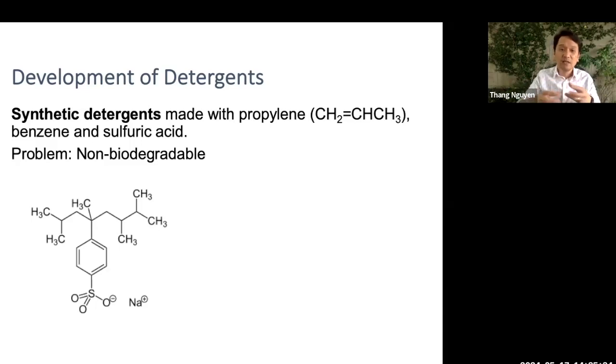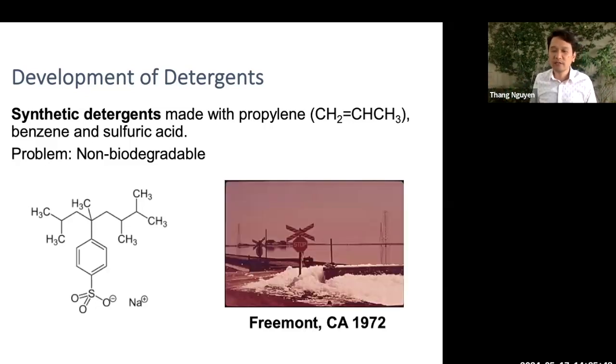And over time, this builds up in the sewer system, because as we use the detergent, it comes into our sewage system. The bacteria is not eating it up and therefore it still persists in nature. That's why it's called non-biodegradable. Now, this is a picture of the consequence of that, taken in Fremont, California in 1972. You see all the buildup of that soapy foam, basically.